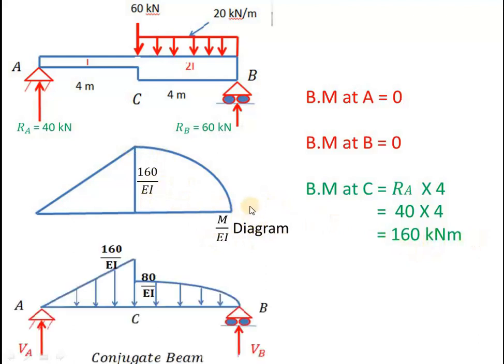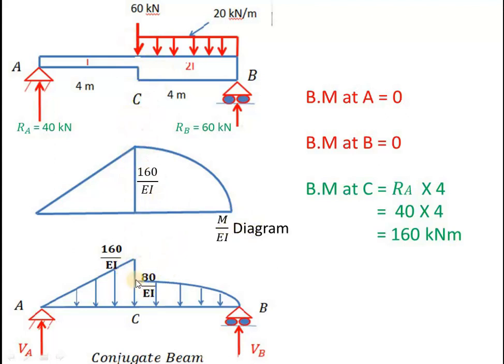Now, if you consider the conjugate beam, this beam will become the conjugate beam, and the loading diagram of the conjugate beam will be the M by EI diagram of the given beam. But here EI is different. This is 160. If you come from A, first you have to divide by I, that is 160 divided by I. Next, it is 160 by EI. At this junction, I changes to 2I. At the same junction, 160 divided by 2I will become 80 by EI.